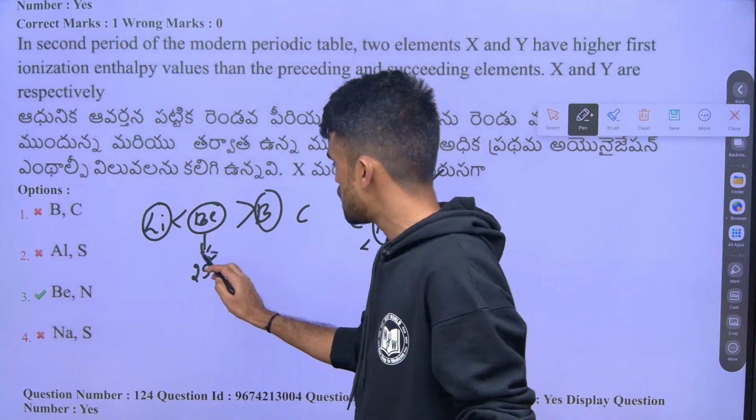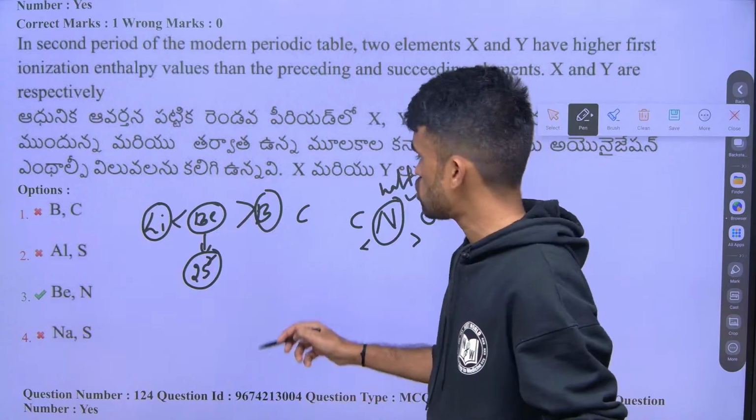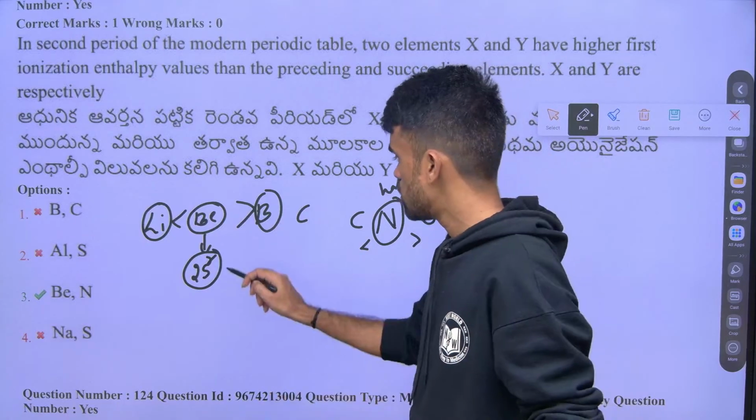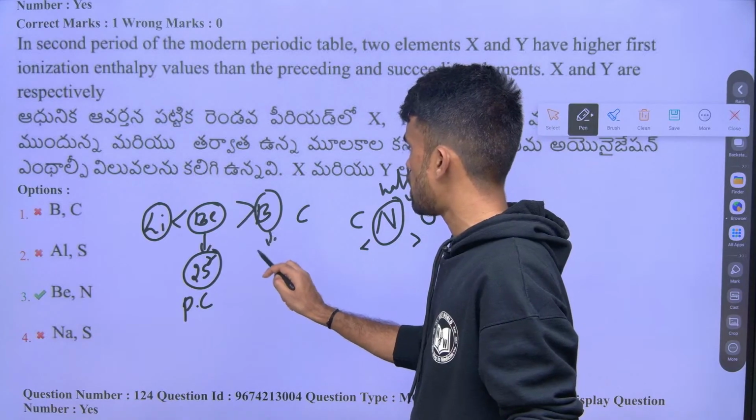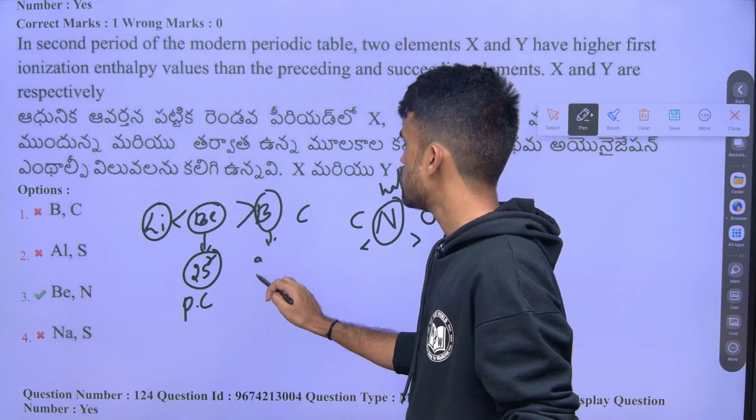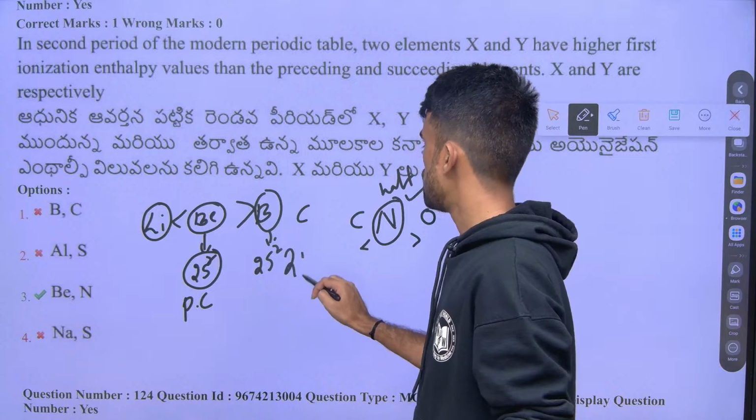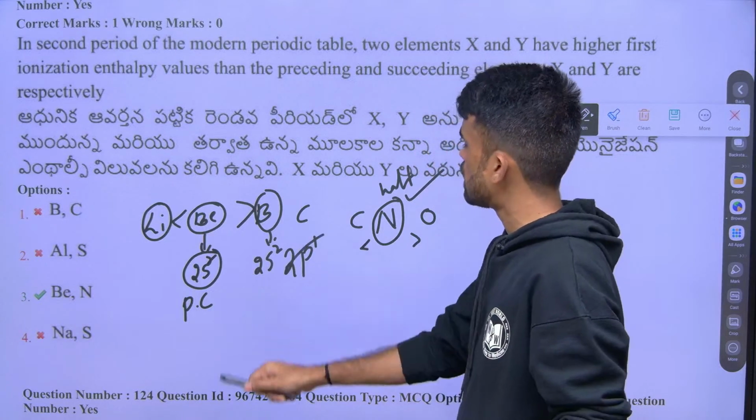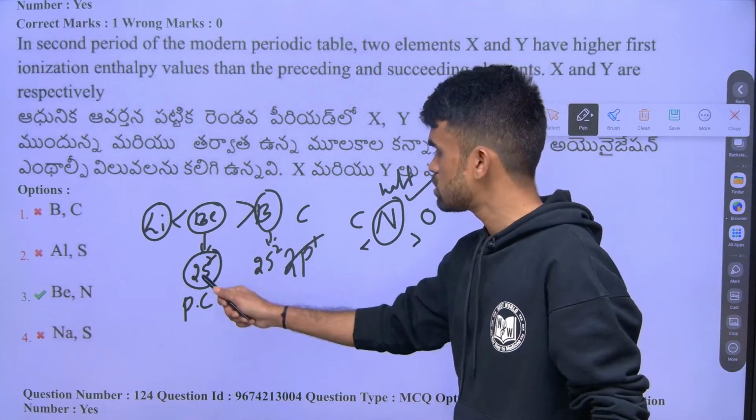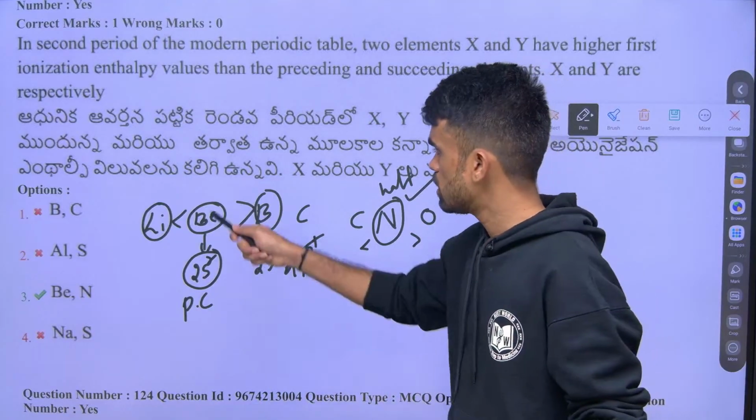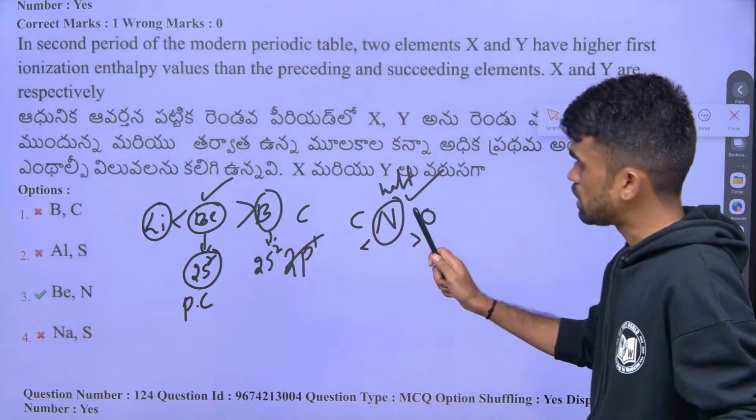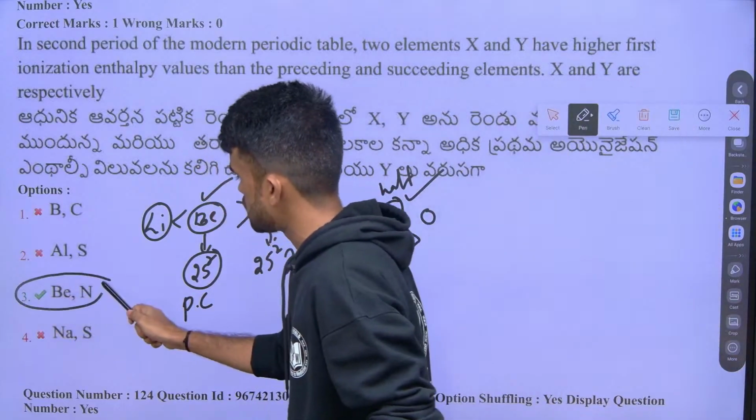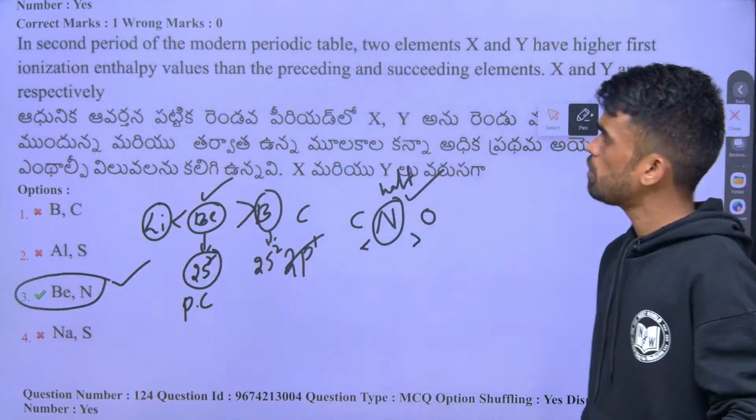So these s electrons will be strongly held to the nucleus due to their high penetrating capacity when we compare with boron and lithium. Boron has 2s2 2p1, so it is relatively easier to remove an electron from the 2p orbital than from the 2s2 orbital. That's why beryllium has more ionization energy. So beryllium and nitrogen are the best suitable answers from here. Okay, I hope it is clear.